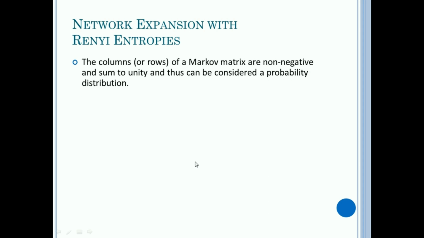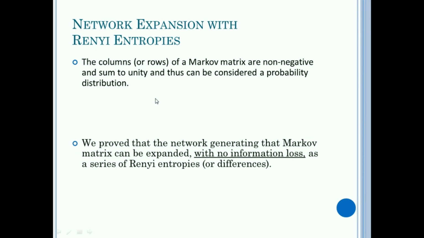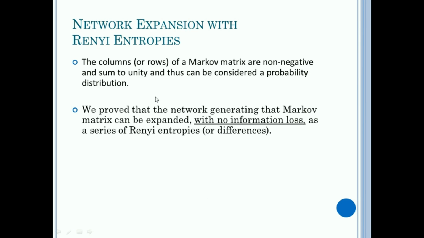Well, the columns or rows of a Markov matrix are non-negative and sum to unity. Therefore, those columns can be considered just like a probability distribution because they're all positive and they add up to 1. Therefore, we can do something even different here. We can study what are called the Rényi entropies. The Rényi entropies, like Shannon entropies, can be computed on each Markov matrix column. With a sufficient number of those, the network and thus the table information can be expressed in a new analytical form.